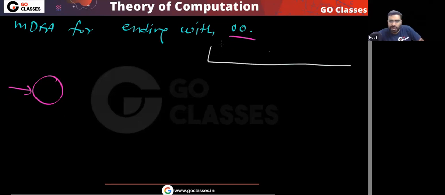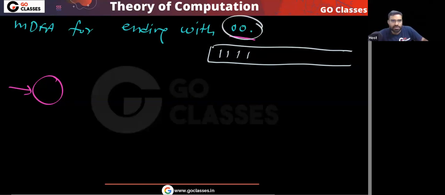We want to end with 0, 0. So tell me what you will do from the initial state. This is your initial state and we want to end with 0, 0. If ones are coming, do I care? Remember, I want to end with 0, 0. This is my focus. At the end, I want 0, 0. So if ones are coming, do I care about them? I will ignore. I am waiting to end with 0, 0.